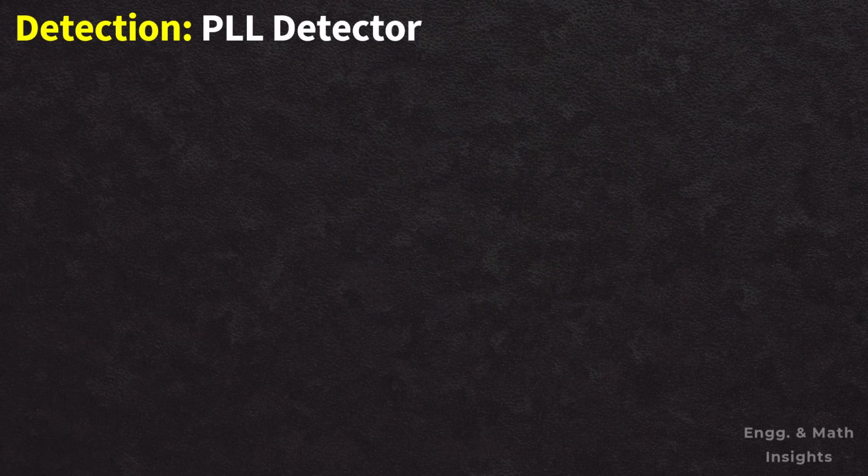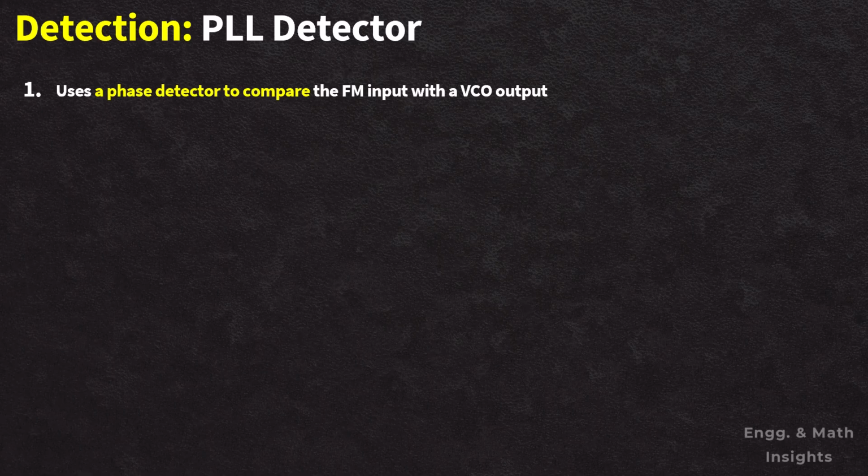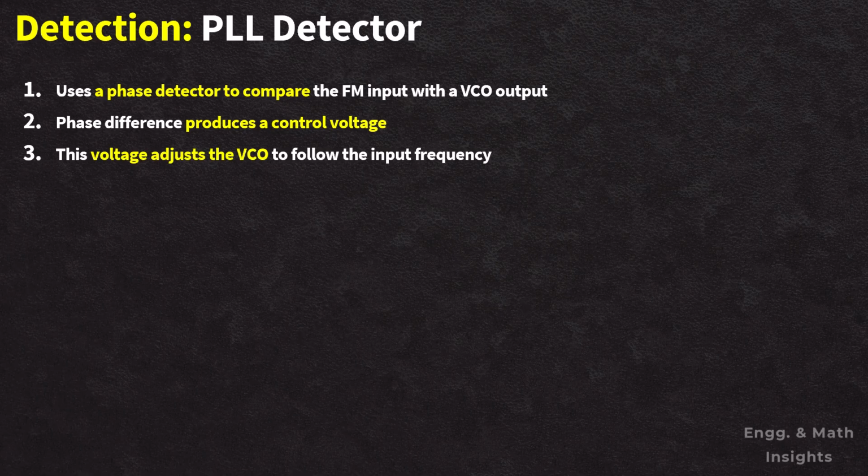Next detection method is the PLL detector or phase lock loop. The PLL detector is the most advanced and accurate method of FM demodulation. It uses a phase detector to continuously compare the input FM signal with the VCO output. The resulting phase difference generates a control voltage that adjusts the VCO to track the incoming frequency. The same voltage serves as the demodulated message signal.